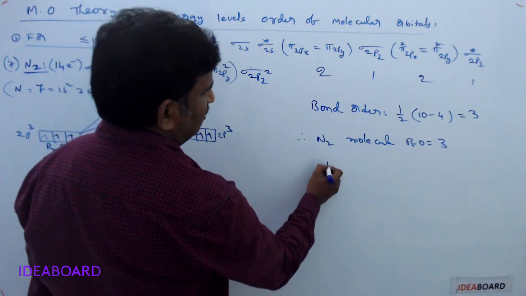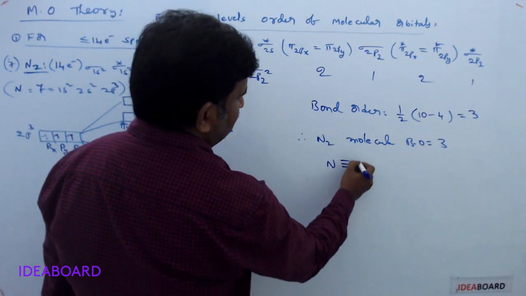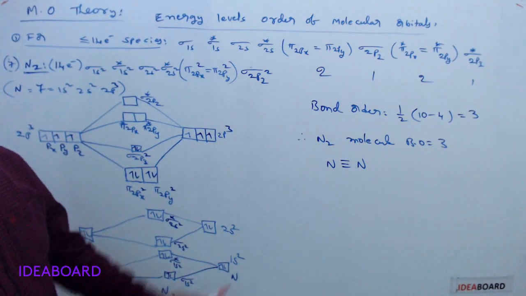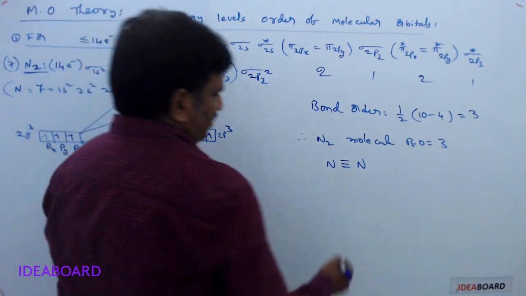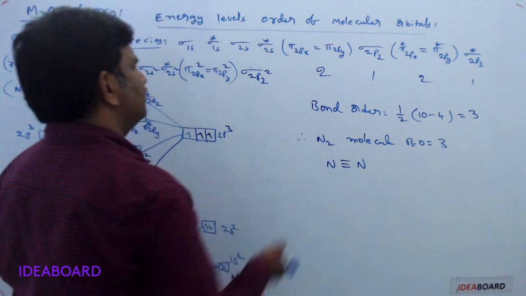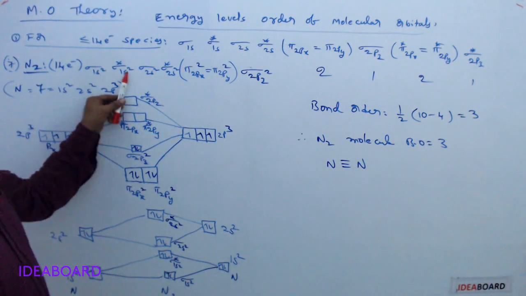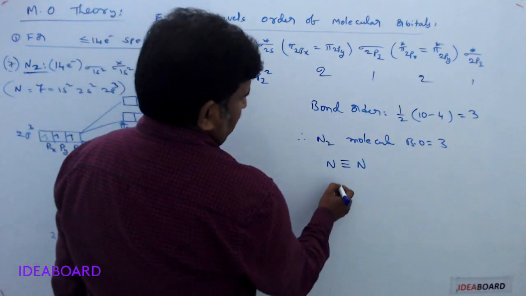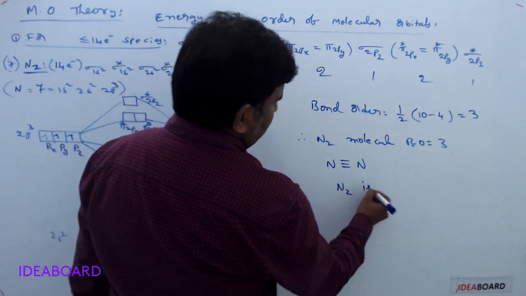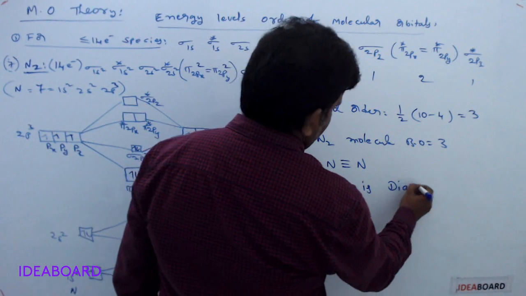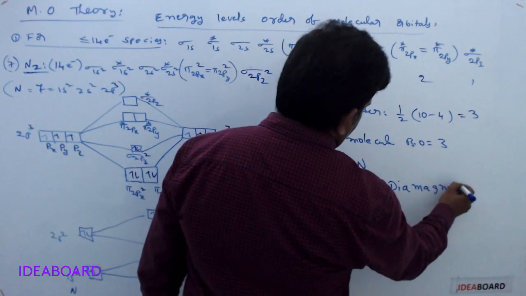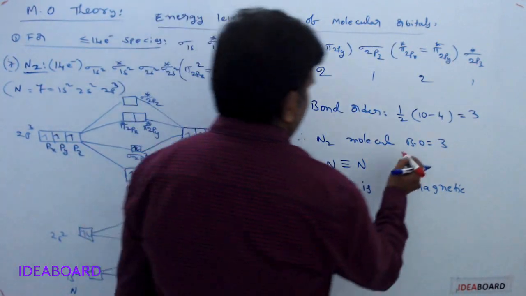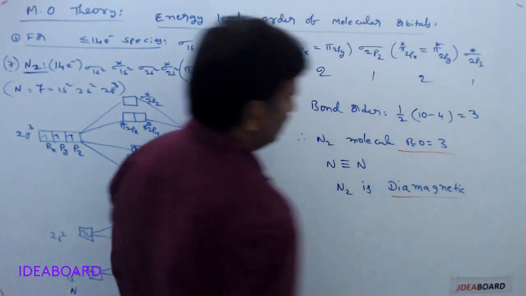Then here between two nitrogen atoms, what is present? Triple bond. It is having a triple bond. And next, is it diamagnetic or paramagnetic? Check, are there any unpaired electrons? No. So N2 is diamagnetic. N2 molecule is diamagnetic. So N2 bond order is 3, N2 is diamagnetic.